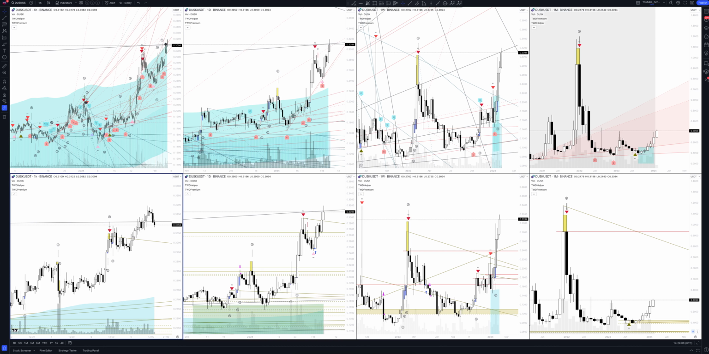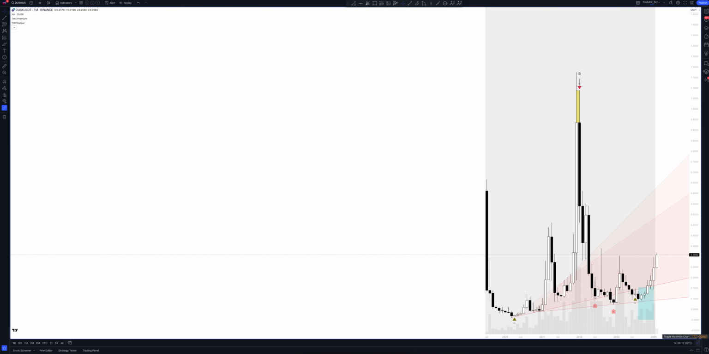Today we will take a look at Dusk Network cryptocurrency. Let's analyze the market situation and find out how you can make money on it. Let's start. We always start our analysis from the global market.